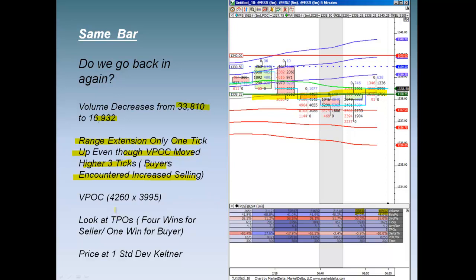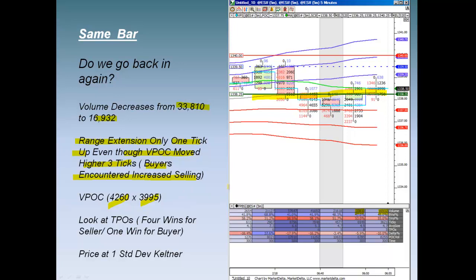Now let's take a look at the statistics of the volume point of control itself. 4,260 contracts traded at the bid and 3,995 at the ask. Very close numbers to one another. Neither one really dominated the other. It's just a small difference of about 260 contracts.